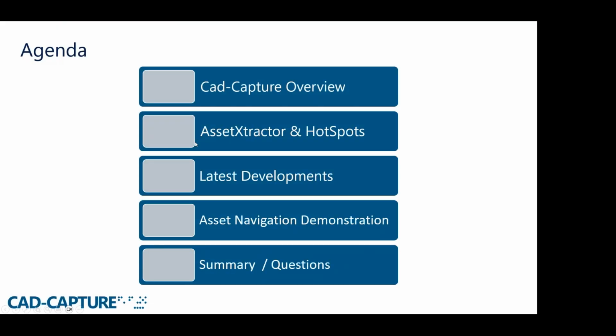Okay, so I'll give you a very quick overview of Cad-Capture, who we are and what we do, where we've come from. And then I'll move to our asset navigation solution, which is the AIM suite, which comprises our asset extractor and HotSpots components. I'll talk you through some of the latest developments that our solution has had recently. Then we'll move to a live demonstration of an end user using the asset navigation solution from Cad-Capture in an OpenText environment. And then we'll finish up on some questions and summarizing what we've gone through at the end.